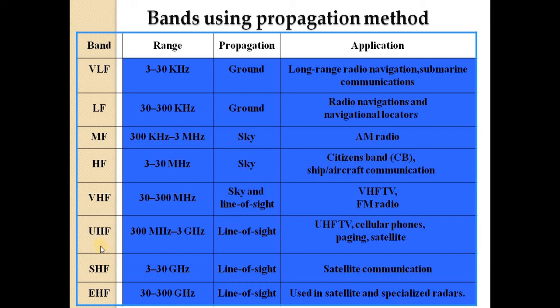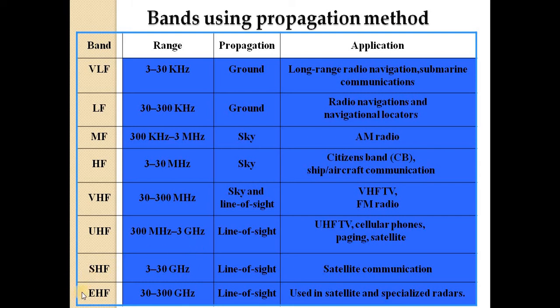Next point is the ultra high frequency waves, and it ranges from 300 megahertz to 3 gigahertz, and it is line of sight propagation. The ultra high frequency waves use line of sight propagation, and they are used for television, mobile communication, and satellite and microwave links.